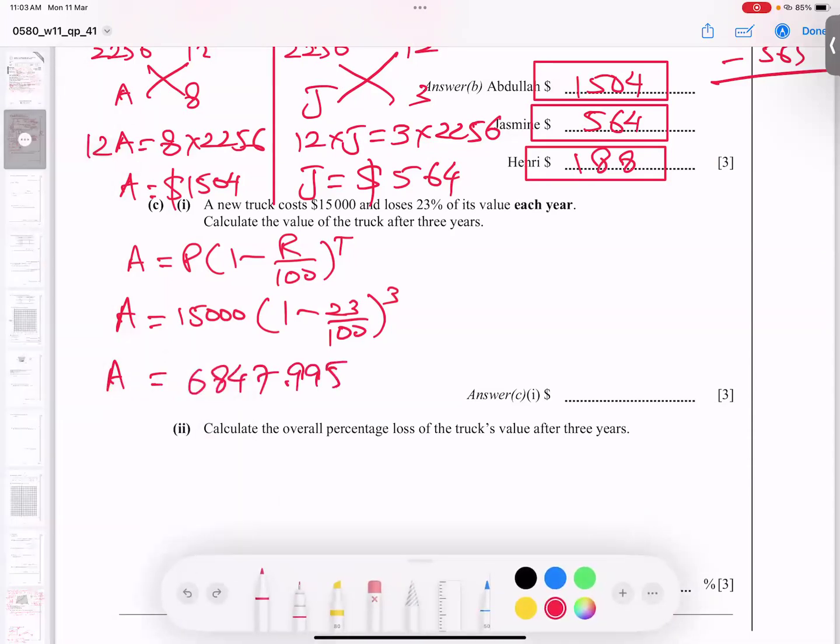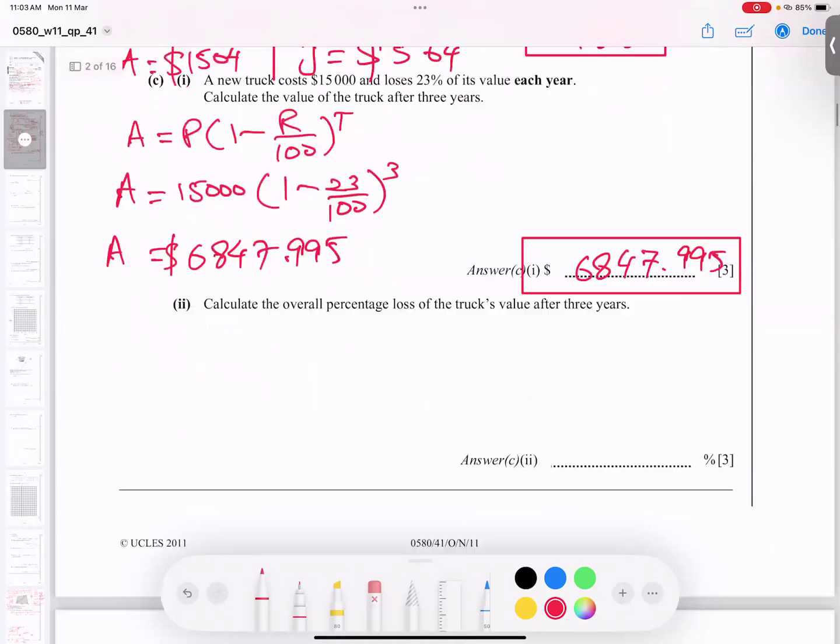After 3 years, the money left behind is this much. But did he ask for this? Yeah, after this it is okay. This is done. 6,847. If I round it, because it's the exact answer, it's not changing, so I'm writing it as it is. I think this part is very clear.